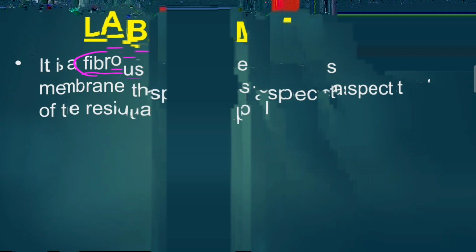Loosely attached tissues along the slopes of the ridge cannot withstand the forces of the mastication. And the posterior lateral portion of the residual ridge is primary stress bearing area.